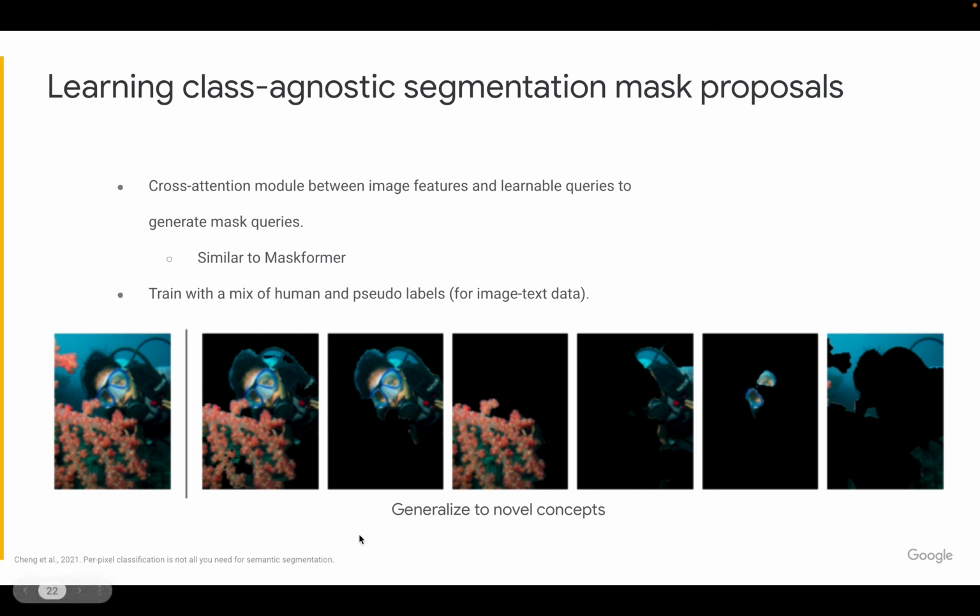Here we show a qualitative example of the predicted class-agnostic segmentation mask proposals. OpenSeg is able to segment an image into meaningful regions. We observe a strong generalization ability in this class-agnostic mask proposal module. The training data of COCO, which is the data that we use to train the mask proposal module, do not have underwater scenes, but the model is still able to segment the underwater scene into these meaningful proposals.